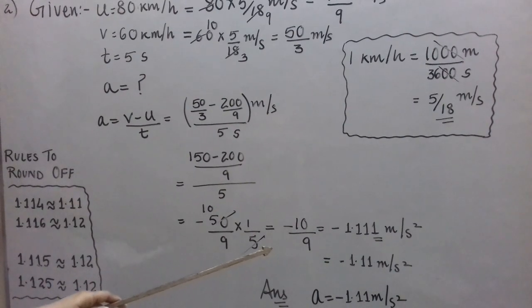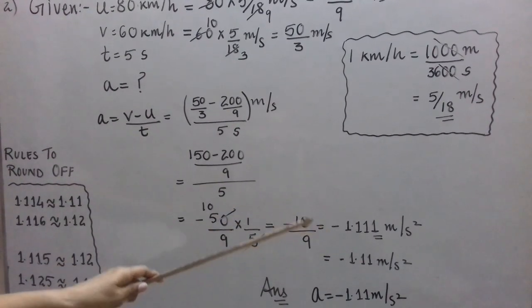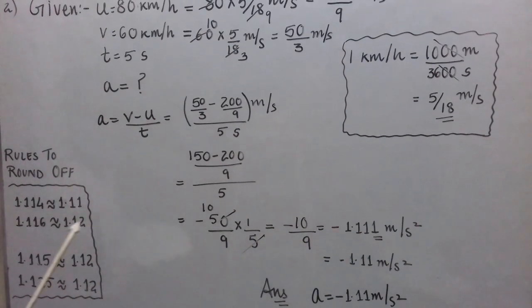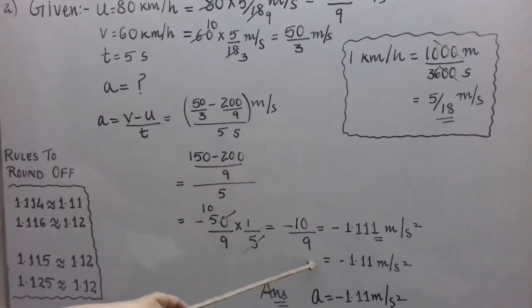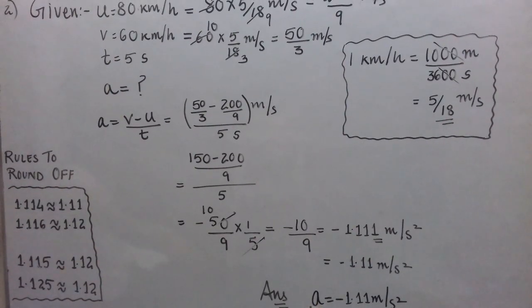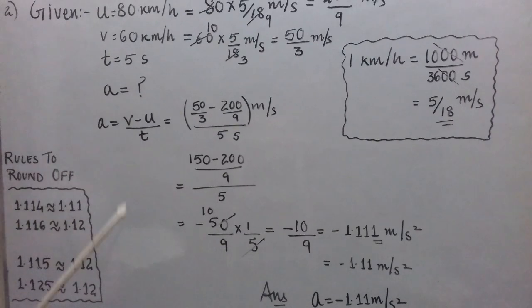But we cannot leave it as it is because this is our final answer. It should be rounded off to 2 decimal places. So get the answer in 3 decimal places: minus 1.111 meter per second square. As per the rules, round it off to 2 decimal places. And so the answer comes out to be a is equal to minus 1.11 meter per second square. I hope you have understood this numerical.